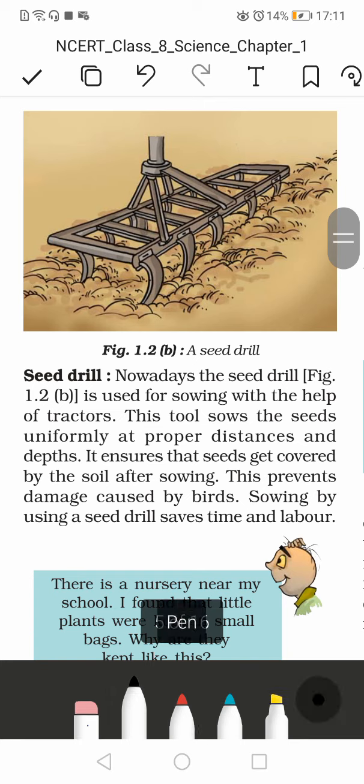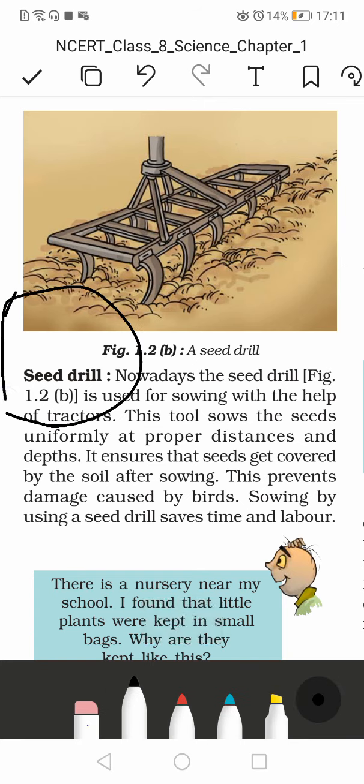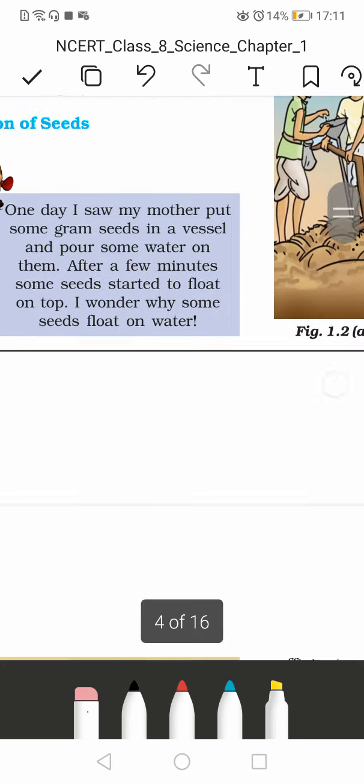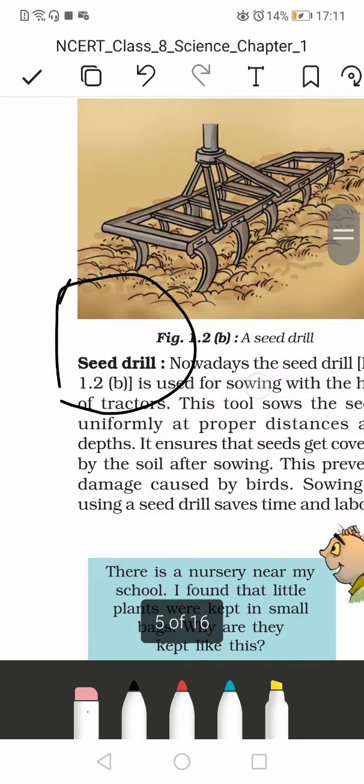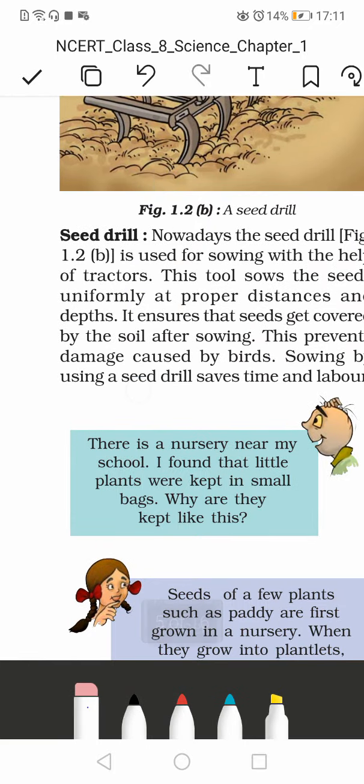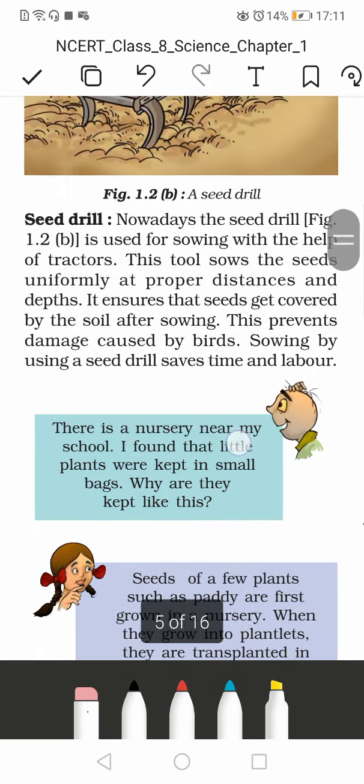Now this is the seed drill. This is the modern way of doing it. This traditional one, they've modernized it, so it has now become a seed drill. It is much easier to use and it is much faster as well. Nowadays, the seed drill is used for sowing with the help of tractors.